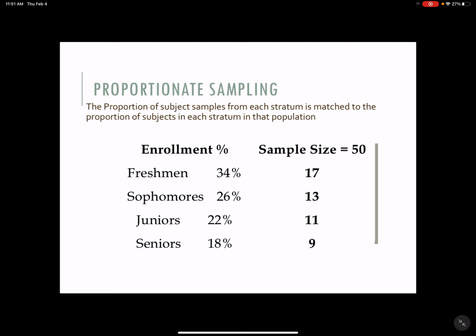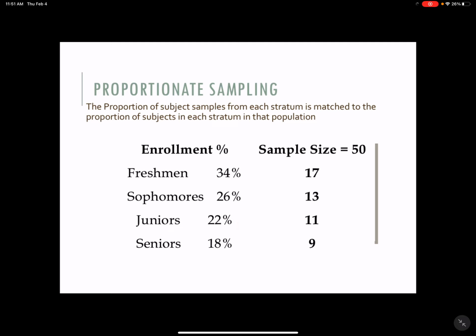So in this case, I would go to the registrar and I would ask for the percentage of undergraduates on campus. I want to know how many are freshmen, how many are sophomores, how many are juniors, and how many are seniors. And they would probably give me numbers like this: 34% freshmen, 26% sophomores, 22% juniors, and 18% seniors.